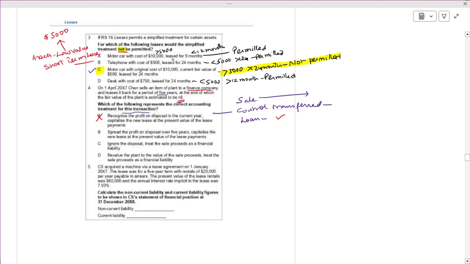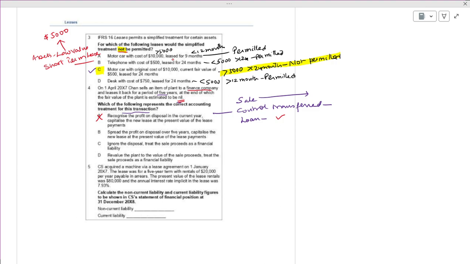Spread the profit on disposal over 5 years. Capitalize new lease. Actually, the present value is not there. Is it right? The present value is not there. He is selling it to the finance company, it is nothing but a buy and lease back, sale and lease back, okay? Now spread the profit on disposal over 5 years.